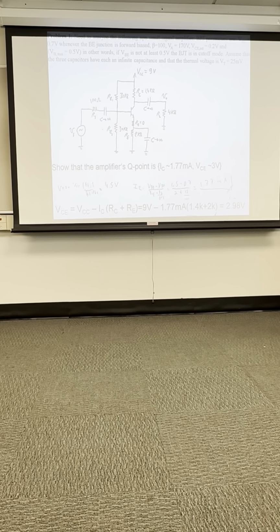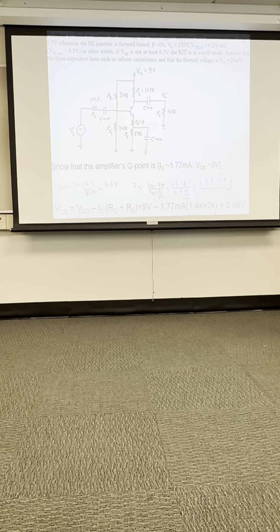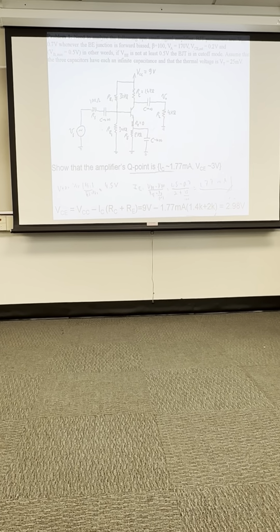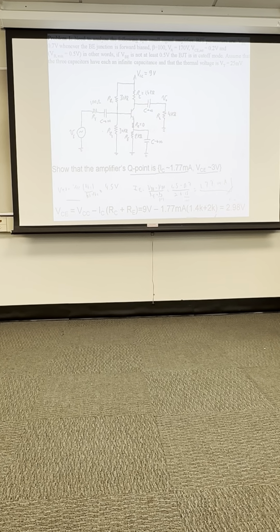And this is a second version of a similar problem, and it's basically again asking to show that the Q point I sub C is approximately 1.7 milliamp, and the collector voltage is approximately 3 volts. So the author here again is assuming alpha is 1, and here's your base voltage calculated, and then alpha is 1, so we can use the exact formula, and we find it's around 1.77 milliamp here.